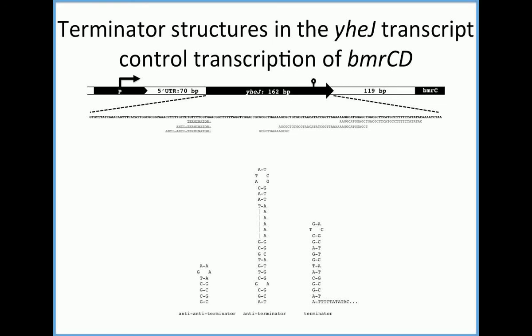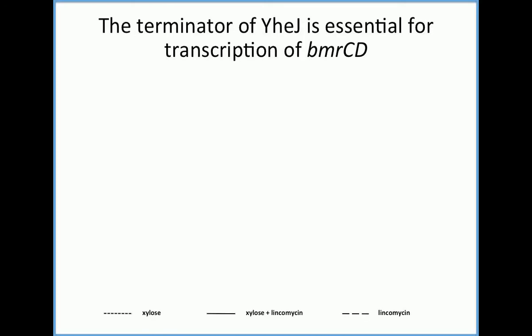If we look at the structure of YheJ itself, what we see is that it's able to form a terminator, an anti-terminator, and an anti-anti-terminator. So under conditions where no lincomycin is present and the bmrCD operon is not actually required, the terminator and anti-terminator form. But when you add in lincomycin, the anti-terminator forms and allows the transcription to continue.